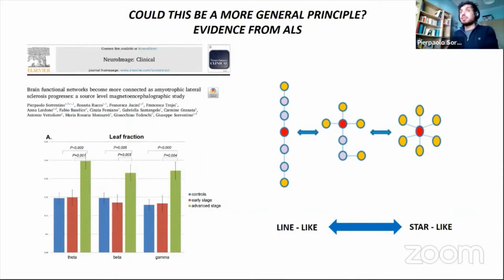In amyotrophic lateral sclerosis, we have shown that the topology of synchronization is way more connected in advanced patients, so patients that are very advanced in the disease, near the end of the natural history of the disease, and then early stage, and they're much more similar to controls in that the topology is not as compact.